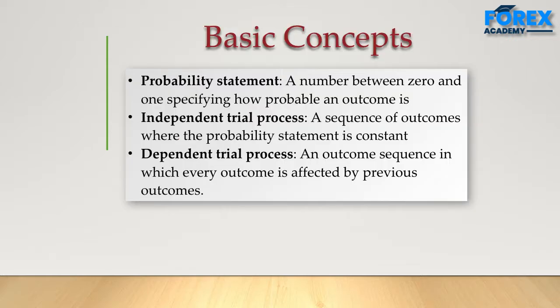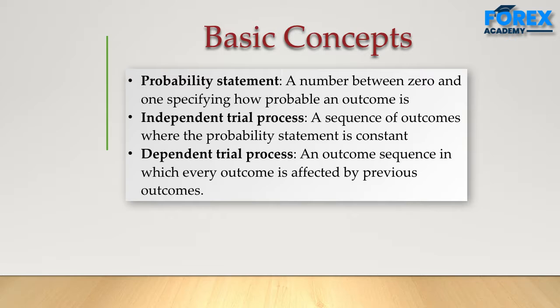A probability statement is a number between 0 and 1, specifying how probable an outcome is. An independent trial process is a sequence of outcomes where the probability statement is constant, independent from past outcomes. This is called sampling with replacement. An example of this type of process is a coin toss.